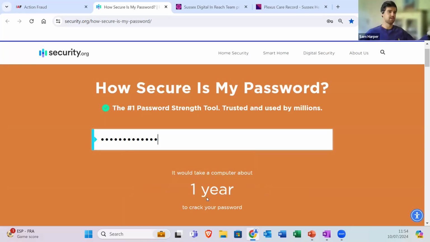Year's good enough. I'm safe. Again, technology is advancing so fast that what is a year today, with breakthroughs in technology this time next week, that could be a second again. So we need to make it more layered.